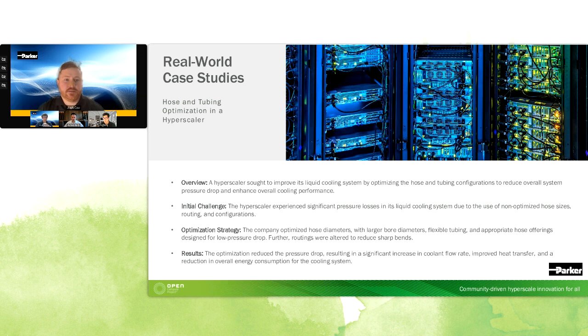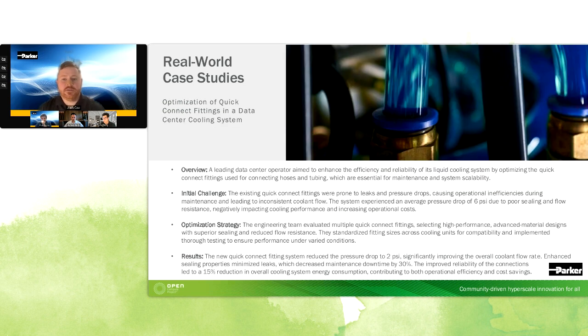This second case study is a quick disconnect optimization case study for a data center operator looking for improved reliability and efficiency within a system that they had. Implementing quick disconnect fitting offerings with OCP-inspired designs with superior sealing capabilities improved the overall system efficiencies and reduced the downtime for maintenance concerns within this area.